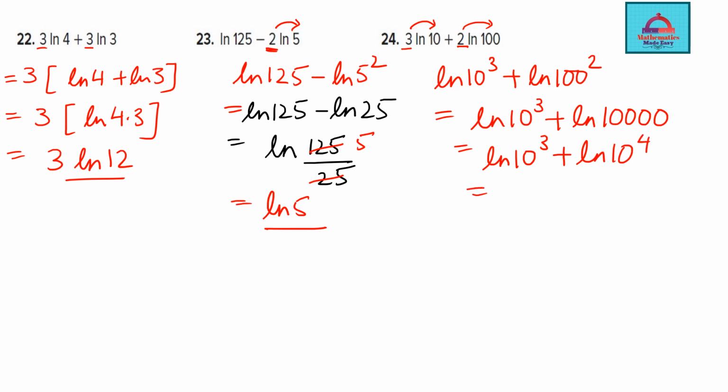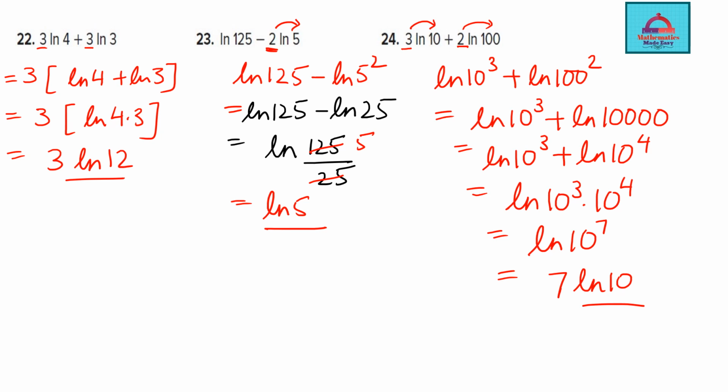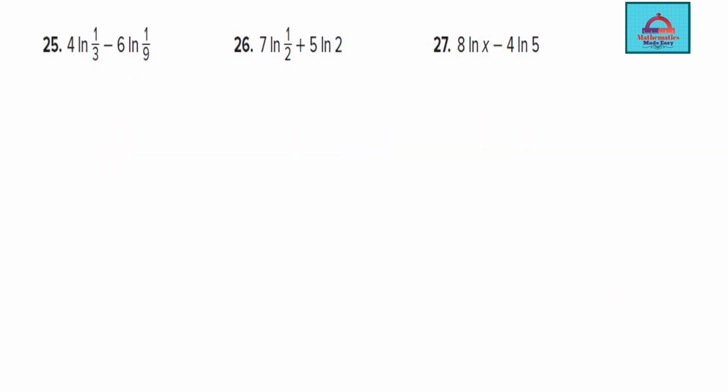Now it's easy. We convert addition to multiplication, so 10 cube multiplied with 10 to the power 4. Since the base is same, powers are different, they will get added. 3 plus 4 is 7, and now just to simplify, we can apply power rule, bring the power down, and this is your final answer. In a similar way, you can solve these questions. The final answer for question 25 will be minus 8 ln 1 by 3. For question 26, the final answer will be minus 2 ln 2. And for question 27, the final answer will be ln x to the power 8 over 625.